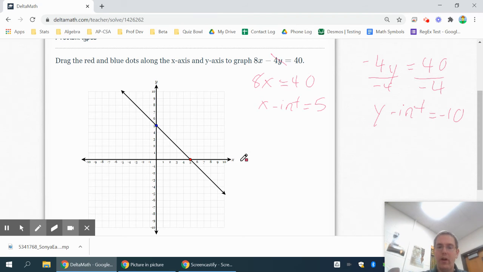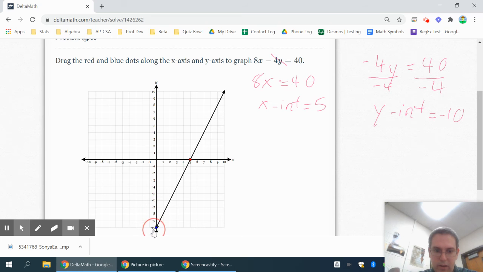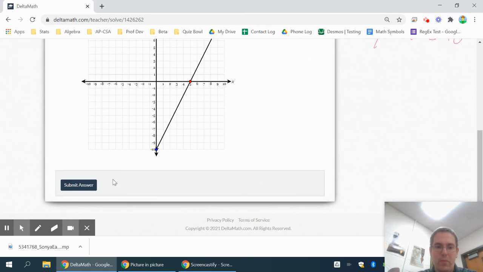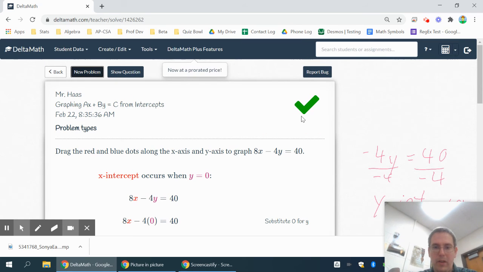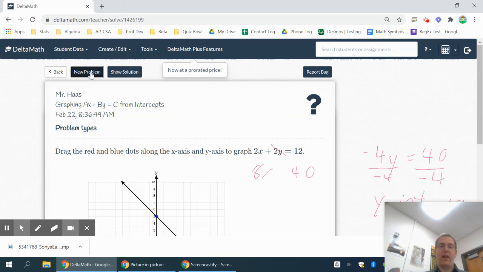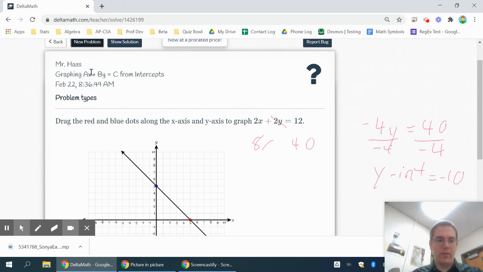Be sure you take care of those negatives very carefully. And then to get your graph, what you will be doing is you'll put your x-intercept at 5, which it already is there, but grab that blue dot on the y-axis and pull it down to negative 10. And then once you get something close to that, you should be able to submit your answer. And once again, it doesn't have to be perfect, but does need to be close. If the x and y-intercept are correct, the line's correct. And you can always graph a line this way. We'll try one more if we have time.